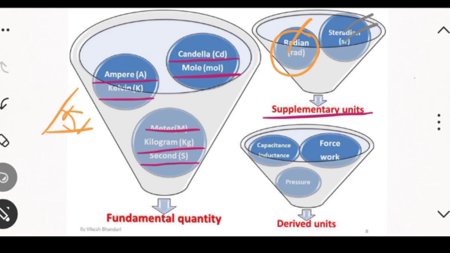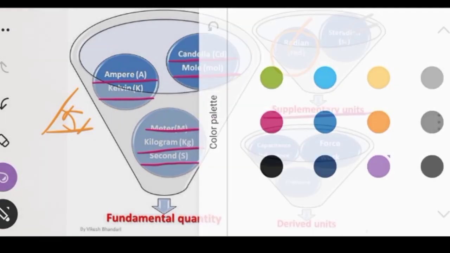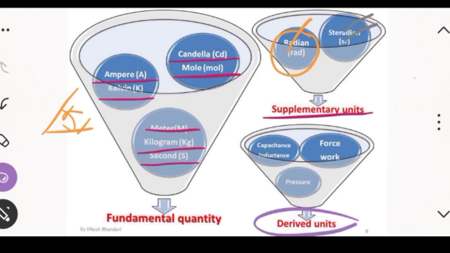Next, coming towards the derived units. Derived units are those, there are many derived units, not just one or two, plenty of them. These are the units which are derived from two or more fundamental units. From two or more fundamental units we form the derived unit.